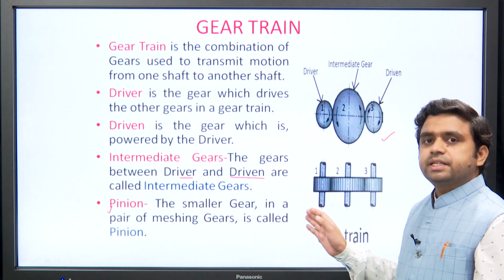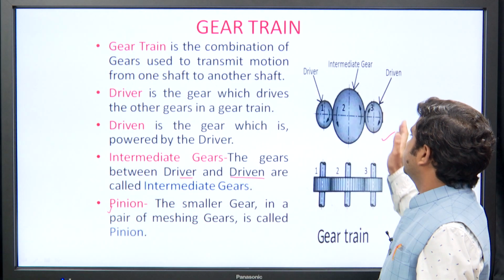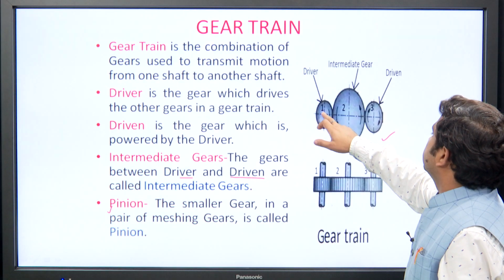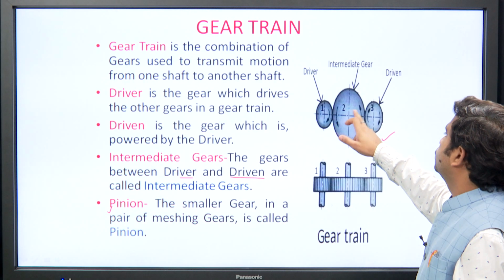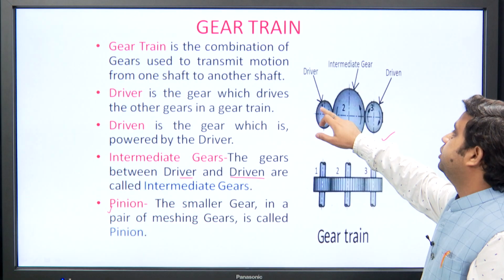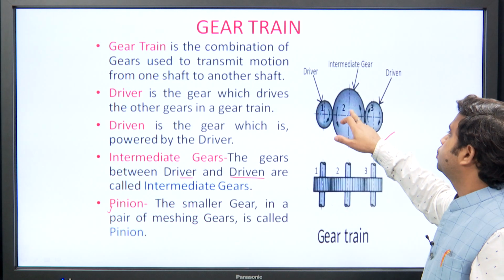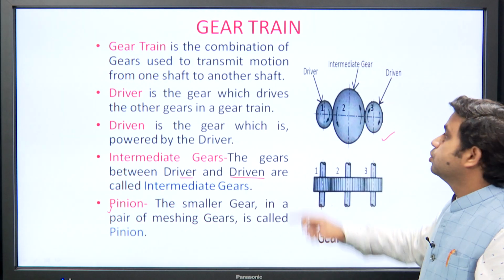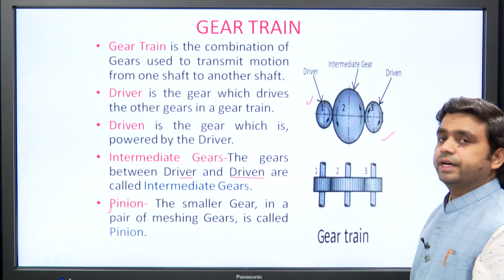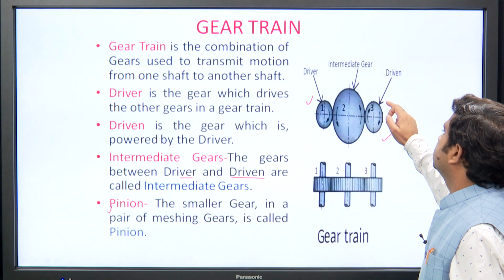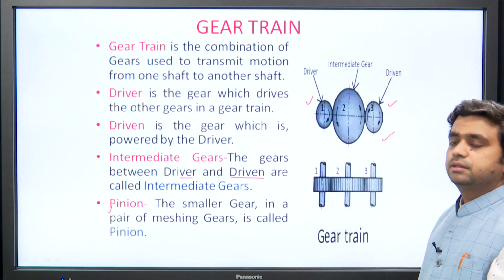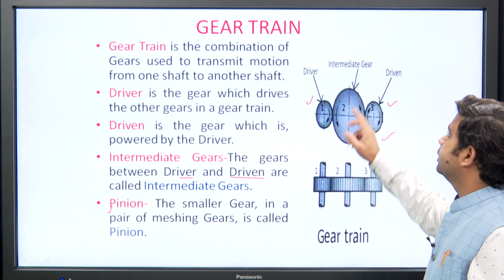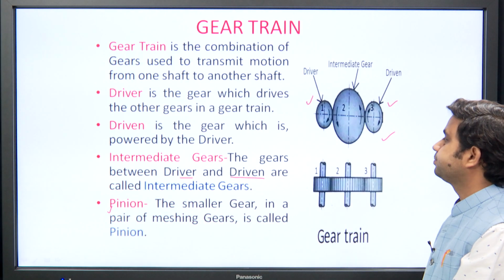Now, let us understand these terms with the help of the figure. In this figure, gear 1 is in mesh with 2 and 2 is in mesh with 3, and gear 1 gives its motion to gear 2 and thus in turn it gives its motion to gear 3. So, gear 1 is called driver and gear 3 is called driven, and the gear that is in between gear 1 and 3 is called intermediate gear.